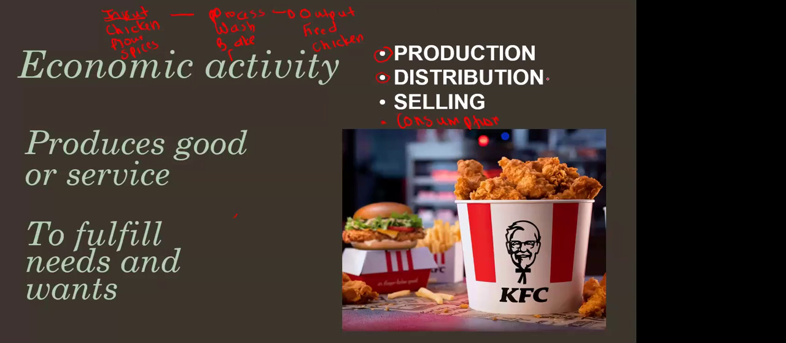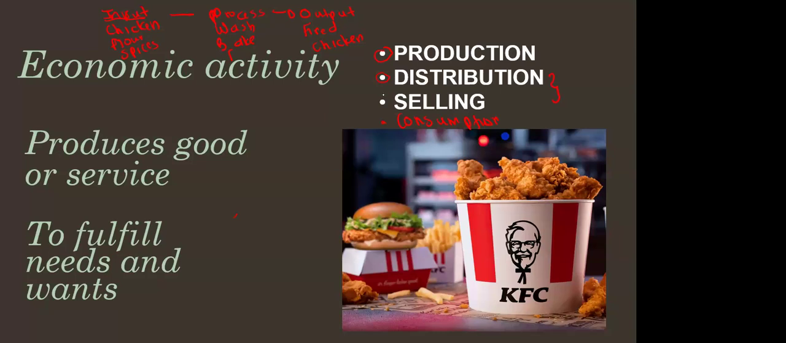So what is distribution and what is selling? Simple. You have made the chickens, done and dusted. Now you have to give it to your customer. You have to sell it to your customer, then only you can earn something. You have to reach your customer, sell it and earn some money. So that is called distribution and selling.